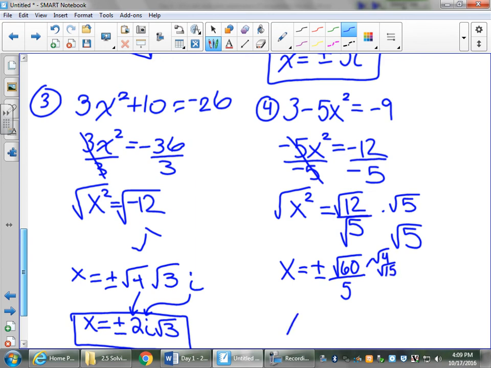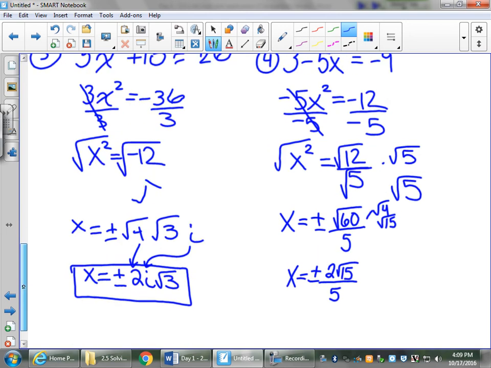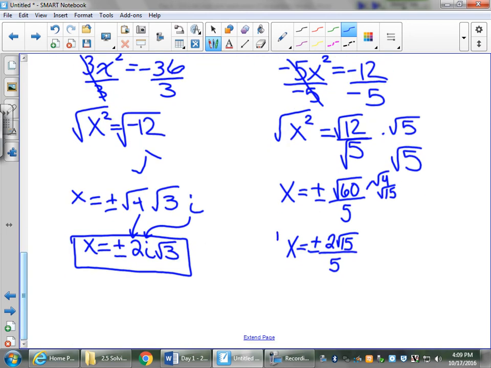So my final answer will be plus or minus. The square root of 4 is 2. The radical 15 is going to stay inside, and then it's all over 5. Double check the parts that aren't under a radical, the 2/5, but 2/5 you can't do anything further to simplify. So that's pretty much all there is to it in terms of solving by square roots when there's no b term.